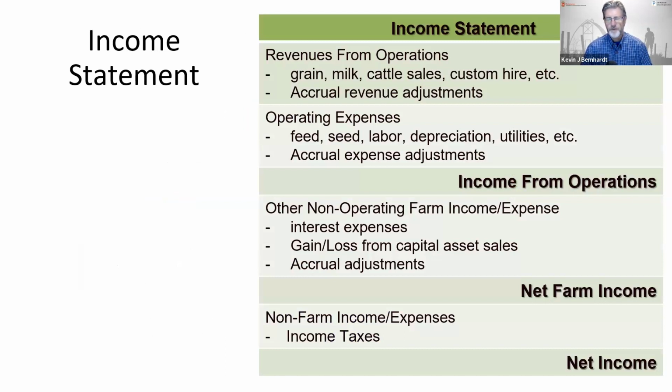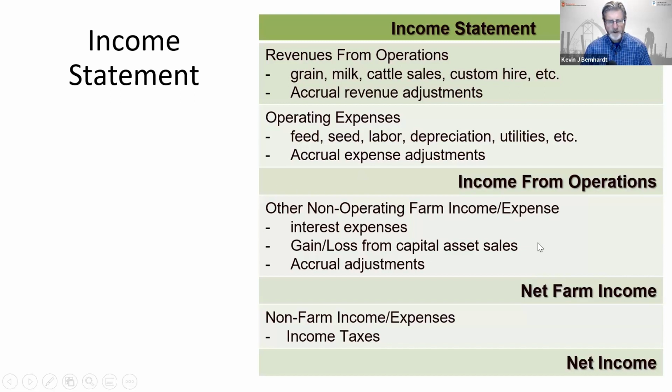This visual shows the format of the income statement, and there are 4 major sections. Revenue from operations, which is the revenue that typically comes from normal operations. Sale of grain, sale of milk, sale of cattle, things like that. And of course, accrual adjustments, which we will talk about later. The second section is the operating expenses. These are the normal operational expenses that we would typically see in any given year. Feed, seed, labor, depreciation, insurance, utilities, vet cost, you name it.